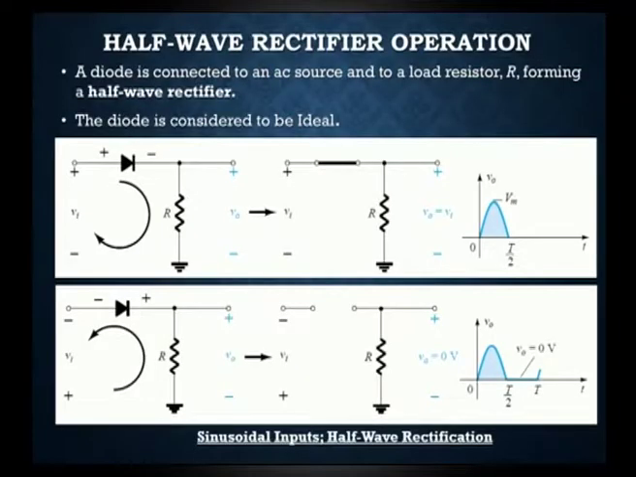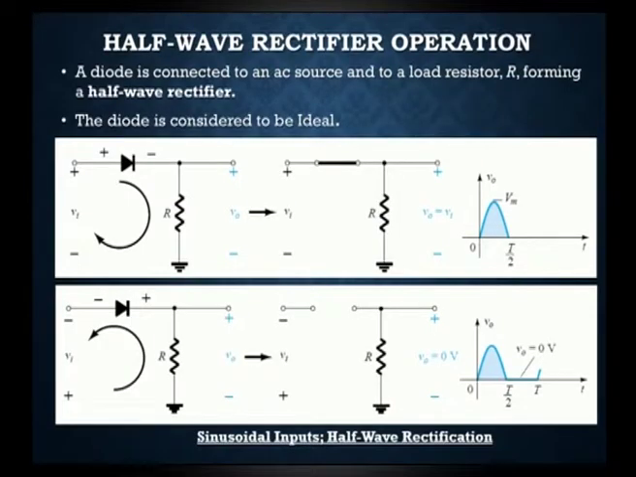We are going to start with the half wave rectifier first. The name itself says the rectification will be only half wave: only half of the input signal will be rectified as output when you use a diode in this type of circuit. A diode is connected to an AC source and to a load resistor R, forming a half wave rectifier. This is the half wave rectifier circuit.